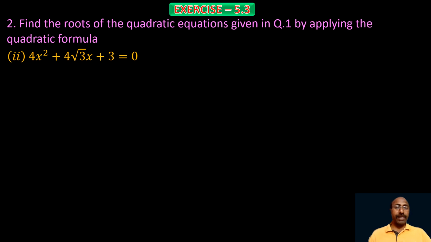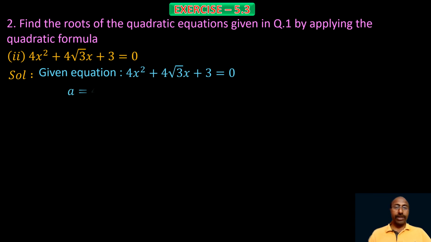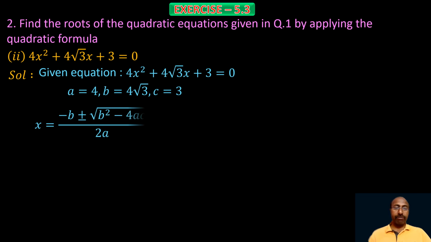4x square plus 4 root 3x plus 3 equal to 0. So write the given equation and write the coefficients: a equal to 4, b equal to 4 root 3 and c equal to 3. Now write the quadratic formula and substitute the values.